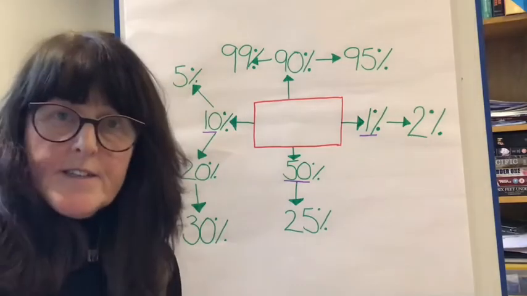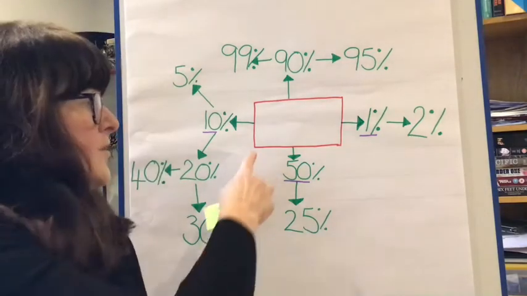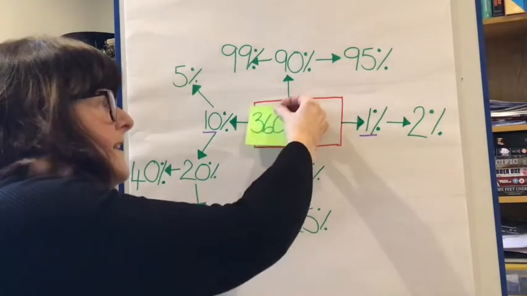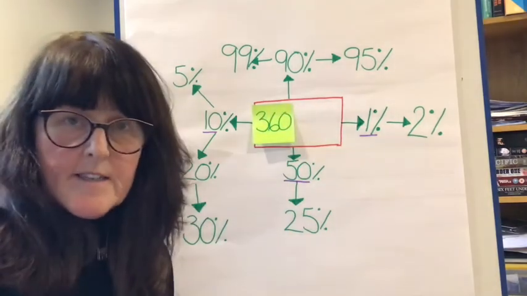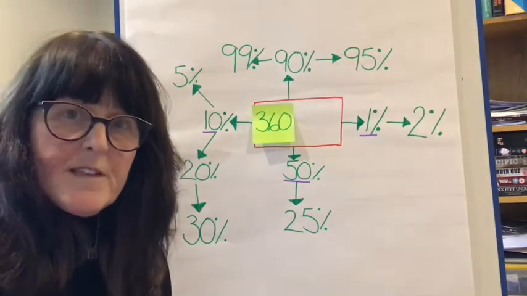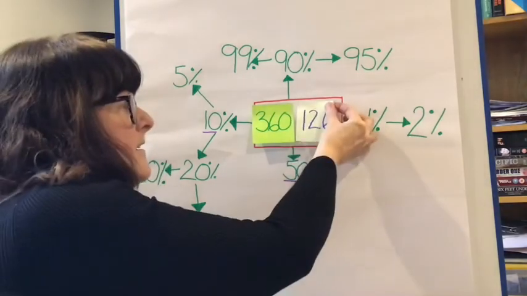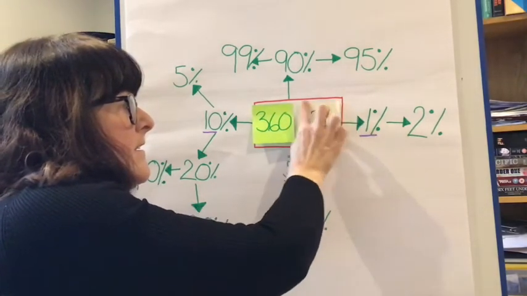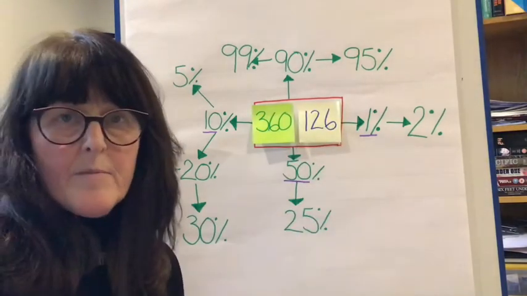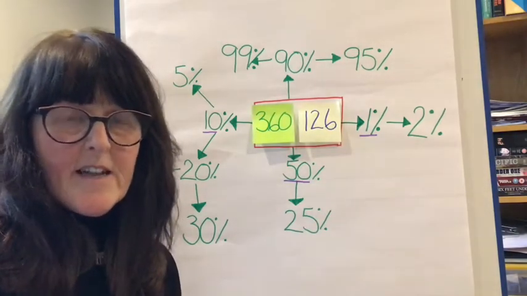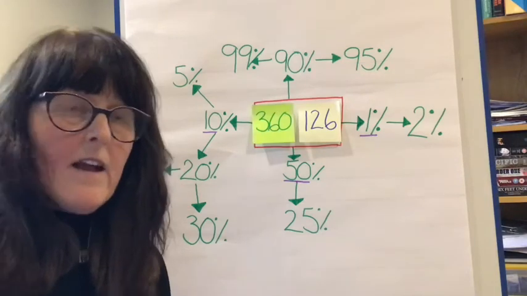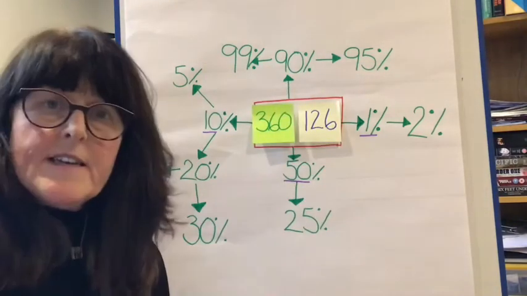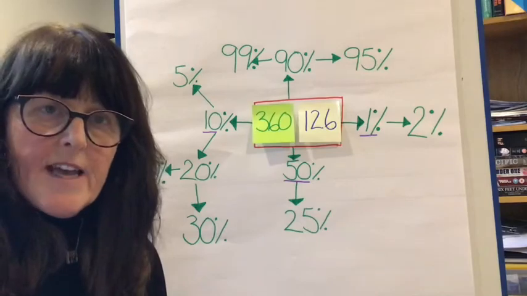Now you have a choice today. You can choose 360 as your starting number, 100%, or if you fancy a bit of a challenge, you can start with the number 126. Stop the video and see if you can find all of these percentages in the percentage chain.